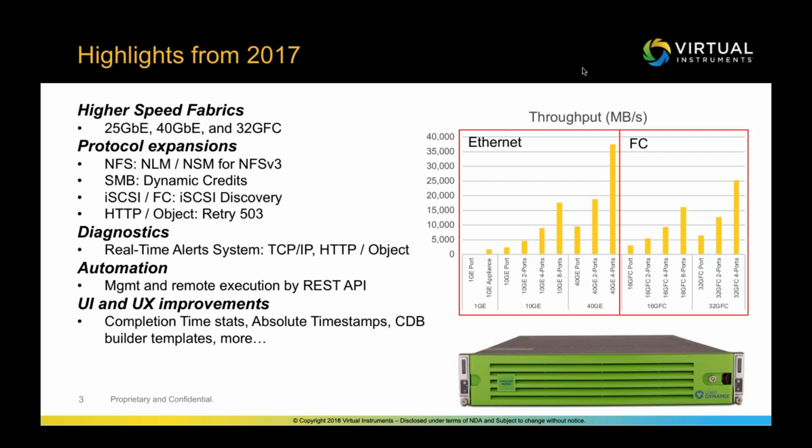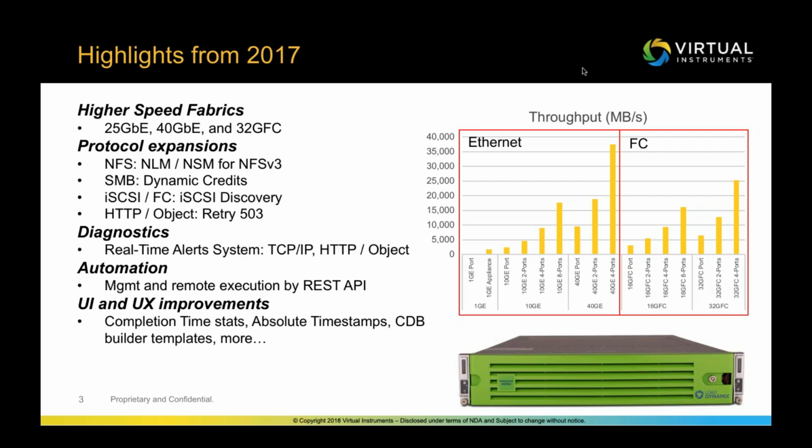2017 was the year where we really focused on delivering higher speed Ethernet and fiber channel interfaces. We introduced workload generators for 25 gig Ethernet, 40 gig Ethernet, and 32 gig fiber channel. All of them carry the same capabilities as their predecessors, their earlier speeds, such as 10 gig Ethernet and 16 gig fiber channel. So same functionality, but faster.